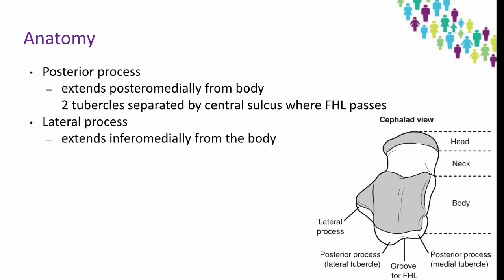There are also two processes, the posterior process, which extends posteromedially from the body. This has two tubercles separated by a central sulcus, which is where the FHL tendon passes. The lateral process extends inferomedially from the body.